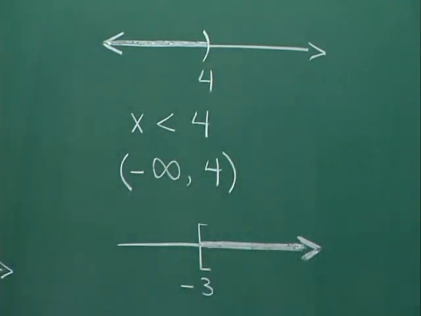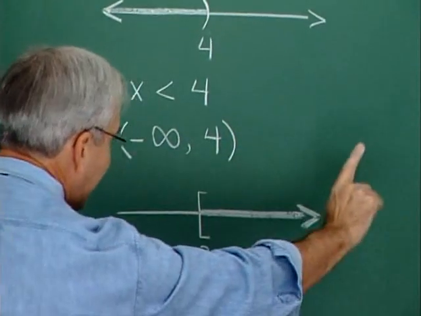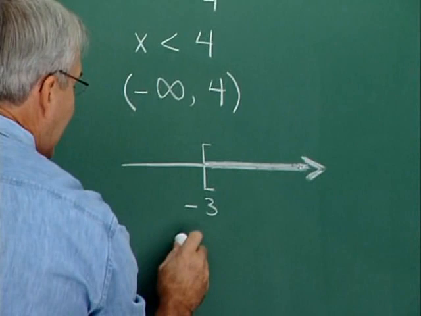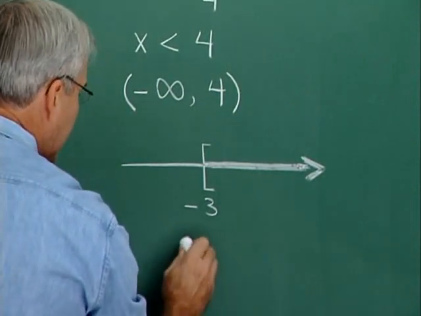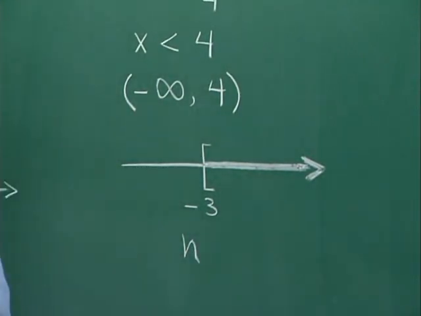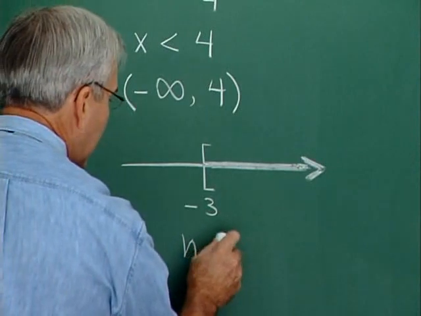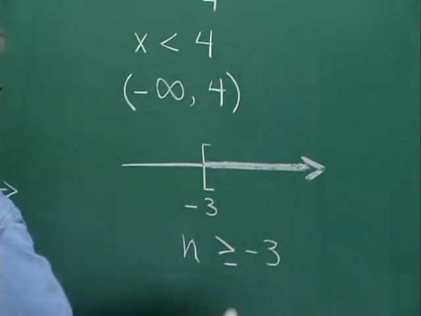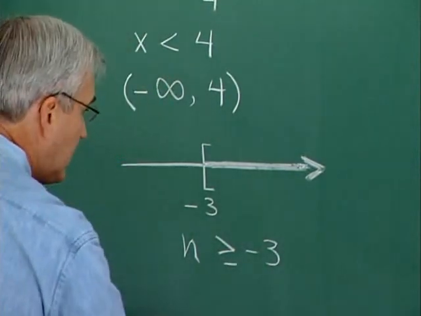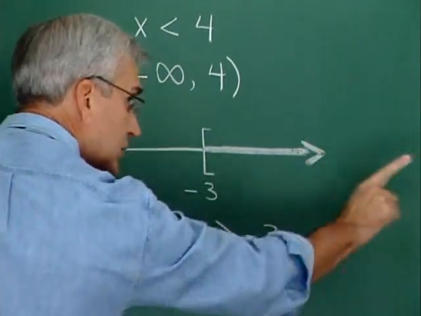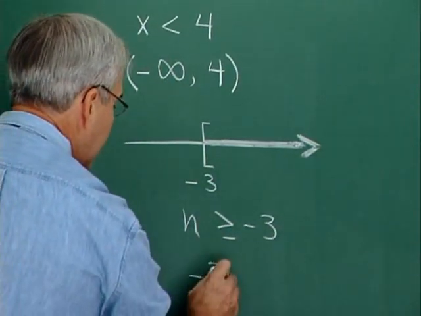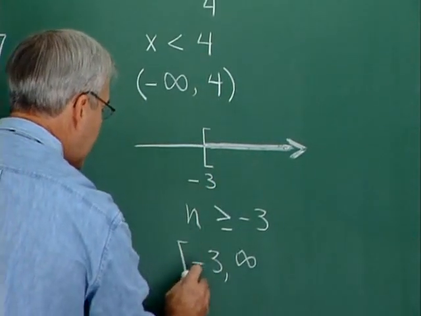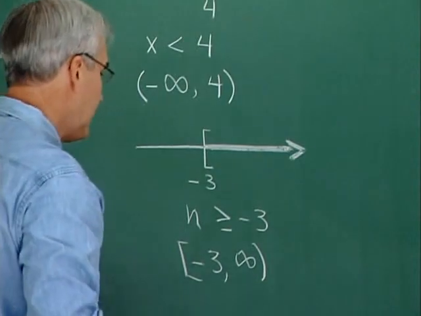On this one, we're talking about values that are to the right of -3 on the number line, so we're talking about x values or any letter. I could use a different letter than x. I'll use n here, n is greater than or equal to -3. And that's the inequality. The interval notation would be the interval from -3 to infinity. So -3 to infinity, including the -3, but not including infinity.